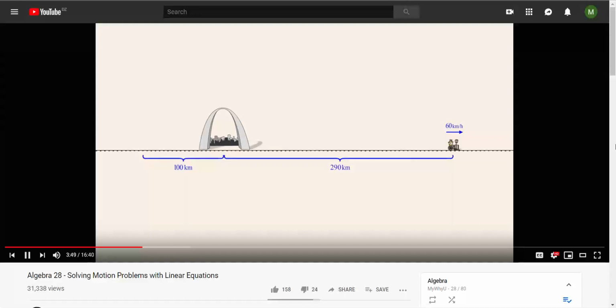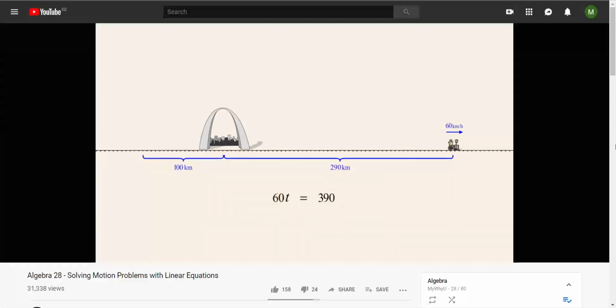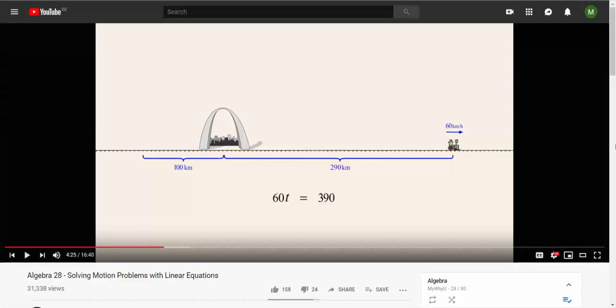We know from our formula that speed times time equals distance. The speed of the train is 60 kilometers per hour. Since we are solving this equation for t, we want to rearrange it by dividing both sides of the equation by 60, which tells us that the train trip is 6½ hours.